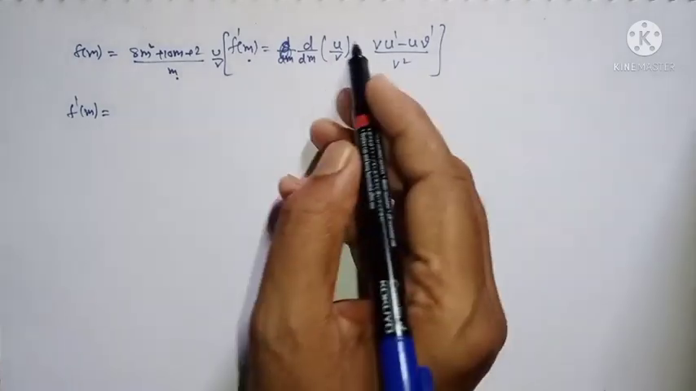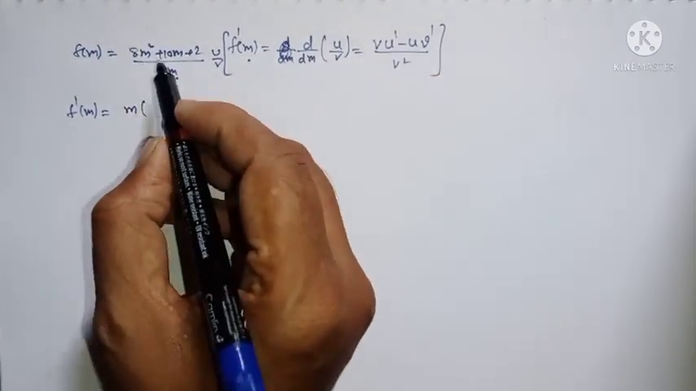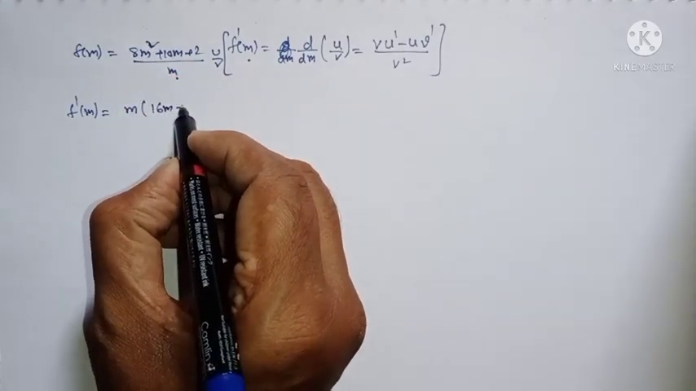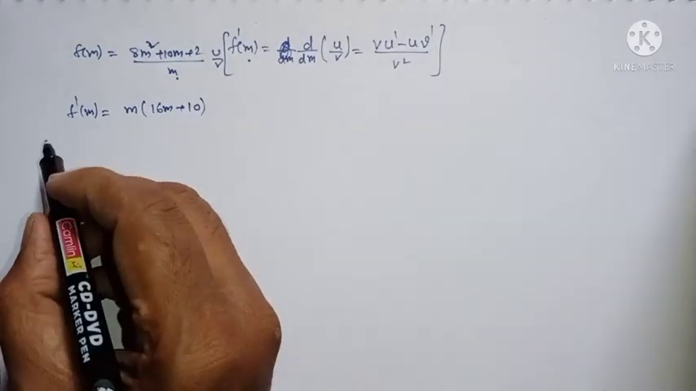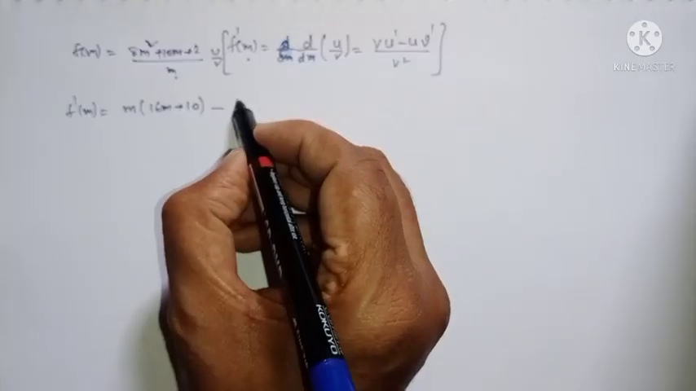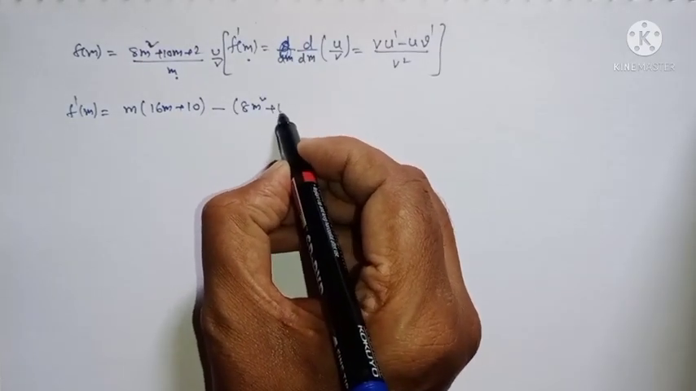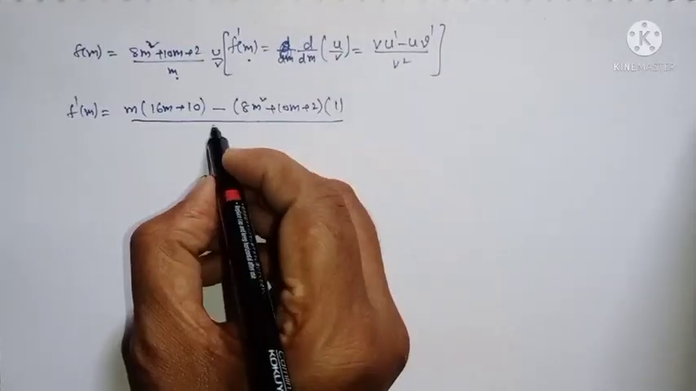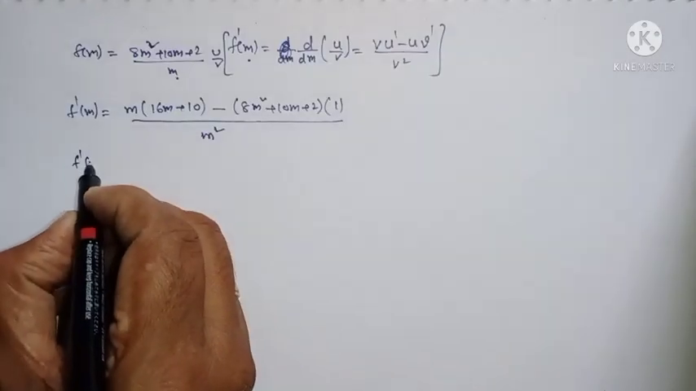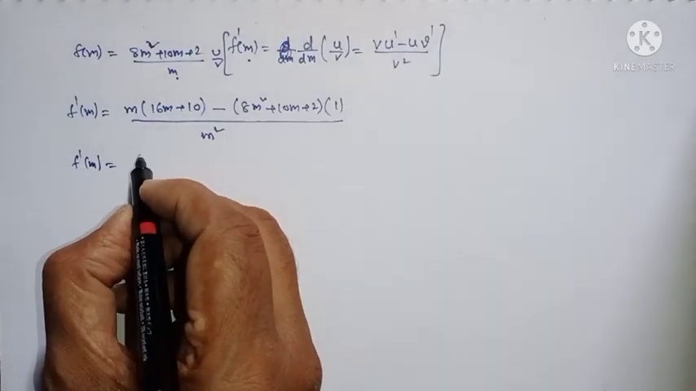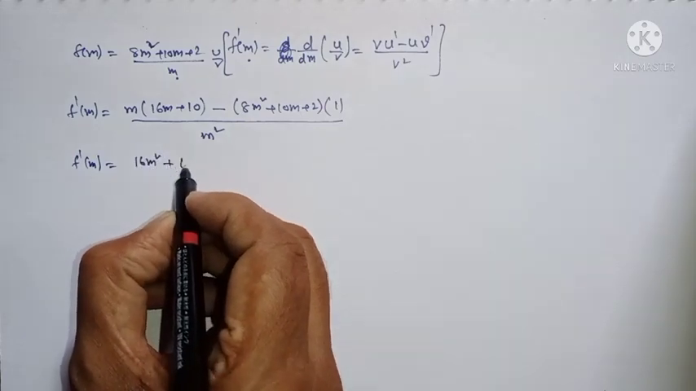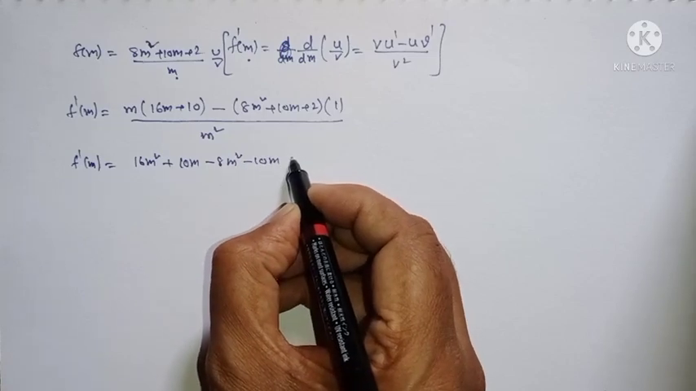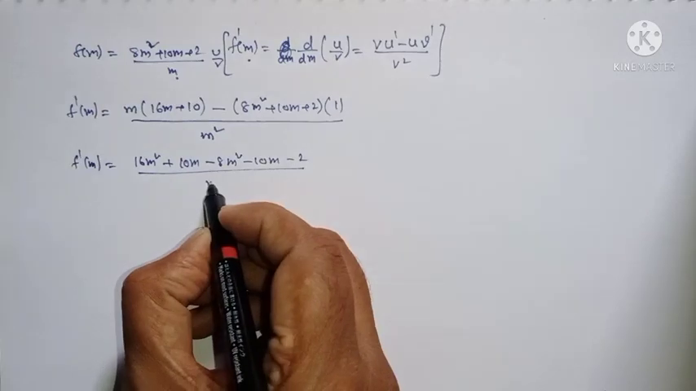Apply the same formula: v is m, times the derivative of u, which is 16m plus 10, minus u, which is 8m² + 10m + 2, times v', which is 1, divided by m². Therefore f'(m) = (16m² + 10m − 8m² − 10m − 2)/m².